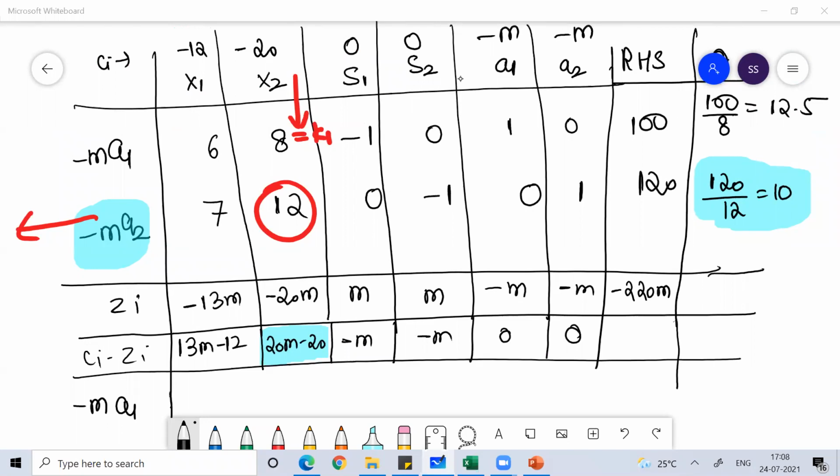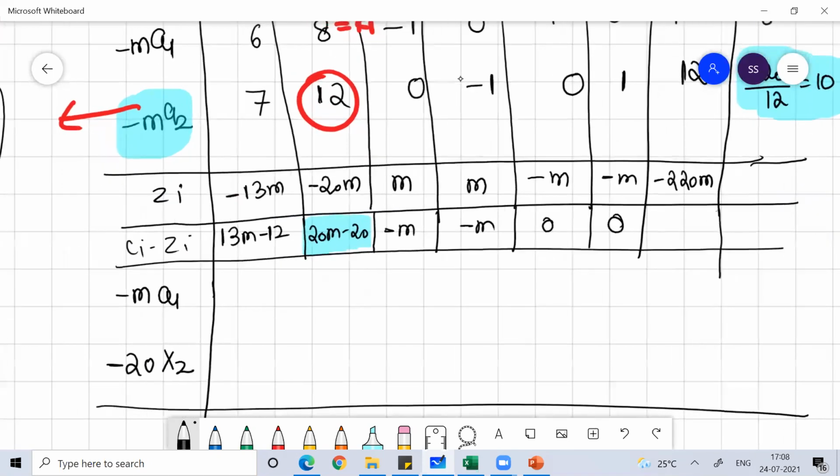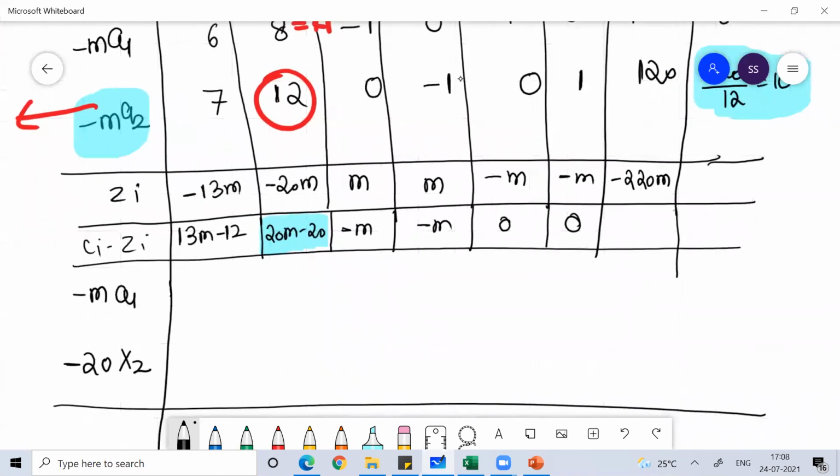So X2 will replace A2. Guys, you have to understand that X2 will replace A2, and the pivot element will be 12. So how to find the values of X2? That will be 7 by 12.